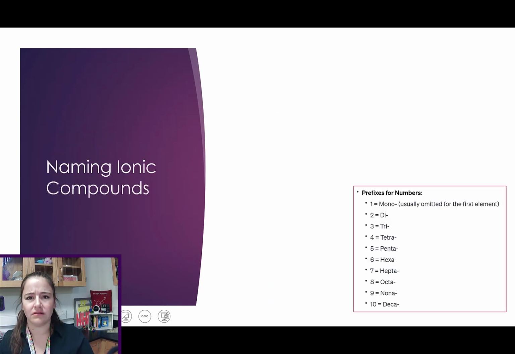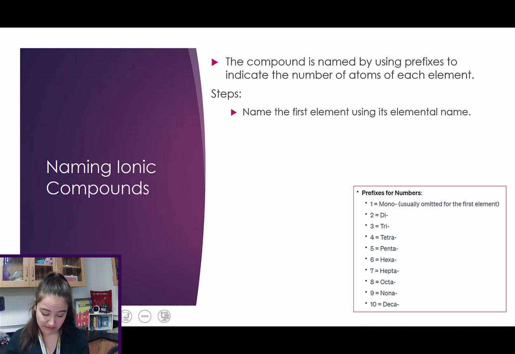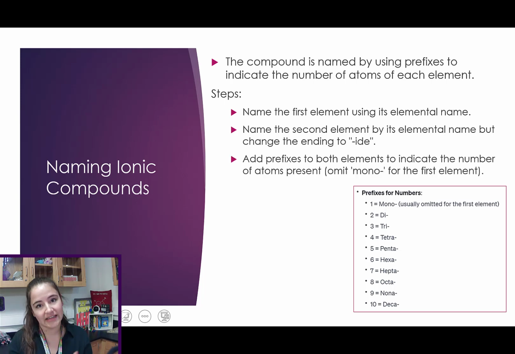But what do we call covalent compounds? Okay? We're going to need this list of prefixes. Because covalent compounds can form with different numbers, it's not like ionic where there's always going to be a set ratio. The prefix indicates the number of atoms of that element. So we use the first element using its elemental name, just like ionic. And then we do the second element using its elemental name, but changing the ending to IDE, just like in ionic. But the only difference is in covalent bonds, we use prefixes to denote the number of atoms. Except if it's mono, we omit it for the first element.